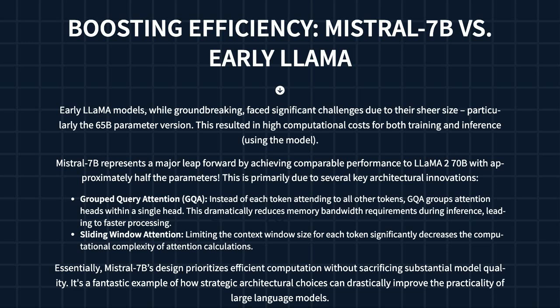How did it do that? Well, Mistral uses clever tricks like grouped query attention. Think of it like streamlining how the model focuses on different parts of the text, and sliding window attention, which limits how far each token can look at other tokens. It's all about making things faster and more efficient without sacrificing quality.